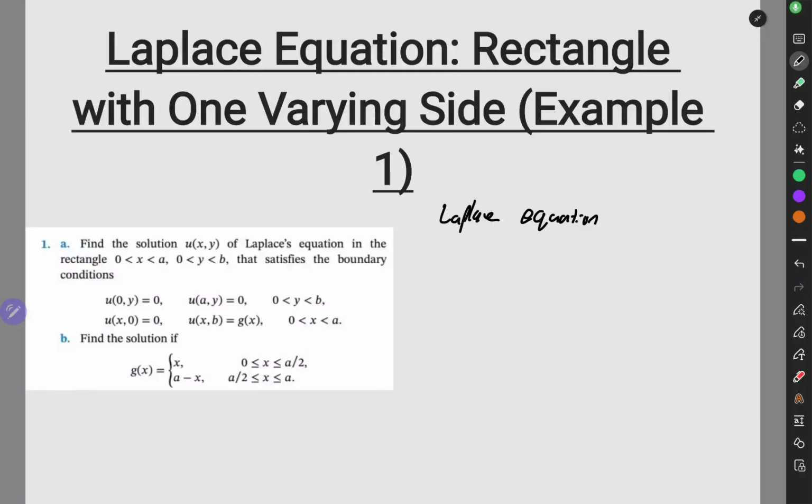Alright, welcome back. We're going to look at Laplace equation now. This is the last topic we're going to cover in PDEs. Well, I might do some other small things a little bit after Laplace, maybe. But we're going to look at Laplace equation over a rectangular domain.